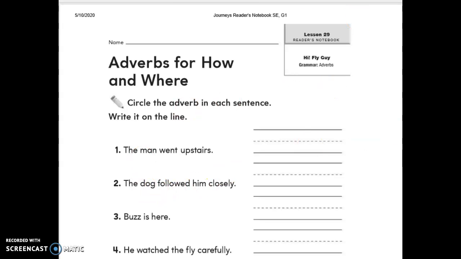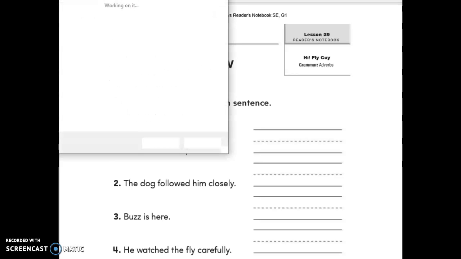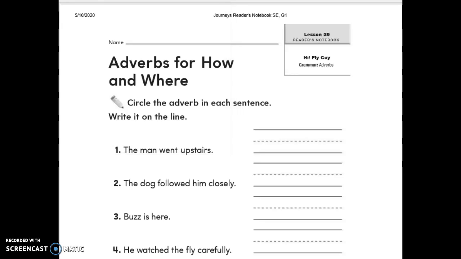Let's take a look at number 1. Just trying to get my pen here, guys. There we go. Okay, number 1. The man went upstairs. Which of these words describes a word that tells how or where? Went, right? It tells where he went. He went upstairs. It describes what he does. So write the word went on the line.